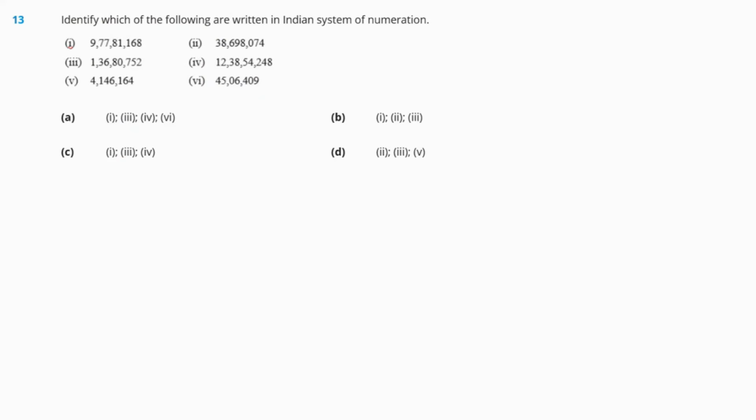Moving on to our next question, identify which of the following are written in the Indian system of numeration. Indian system of numeration means there should be a group of two place values. So over here, first 3, then 2. This is it. Next one, 3, then 3. This is international. 3, then 2 groups. The Indian. 3, then 2 groups. This is also Indian. 3 and 3, this is the international numeration system. 3 and 2, this is the Indian numeration system. So 1, 3, 4, and 6, option A, these are in the Indian numeration system.